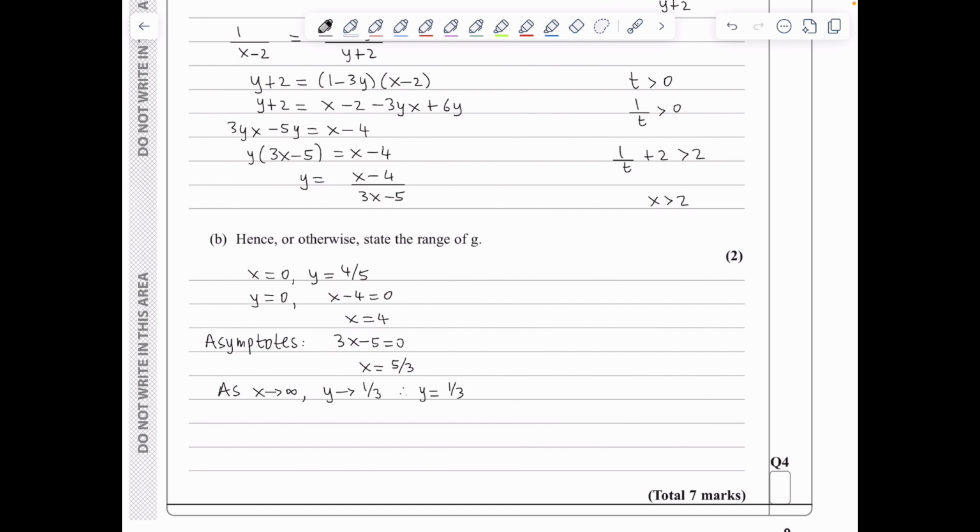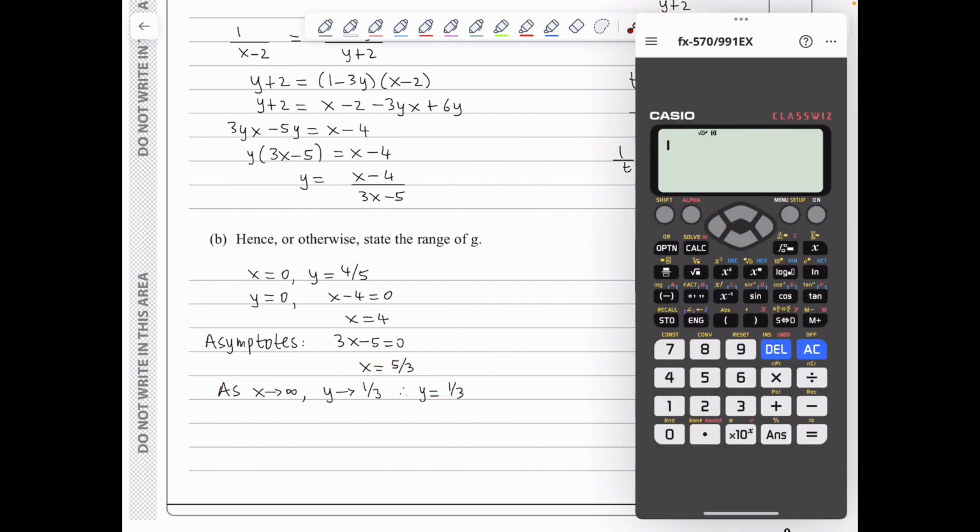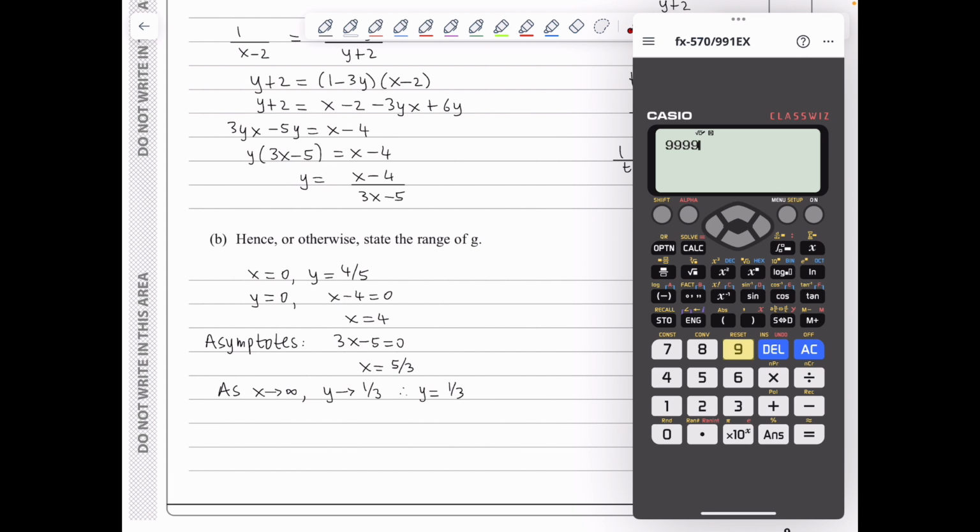1 over 3. Now, if you are not comfortable with this approach, what you can do is go on your calculator. I will substitute a really big value on my answer key, and then I will evaluate this for x, which means we've got ans minus 4 over 3 ans minus 5. So essentially, I'm substituting the big value for x into this expression, and I want to see what y would look like. If I press the answer key, I get the 1 over 3. So that's the equation of the horizontal asymptote.